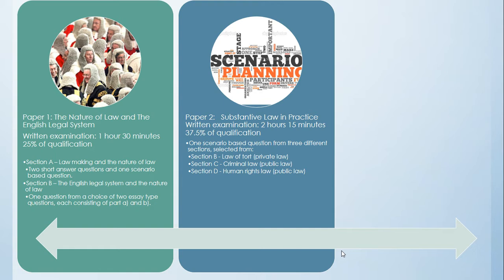Paper 2 is substantive law in practice. This is scenario based and it's a written exam for 2 hours and 15 minutes. It's worth 37.5% of your qualification, and you will choose between section B, C, and D. You will do each of those sections, and in each of those sections, you will choose 1 scenario out of the 2 you're given. So in essence, you'll choose 3 out of 6.